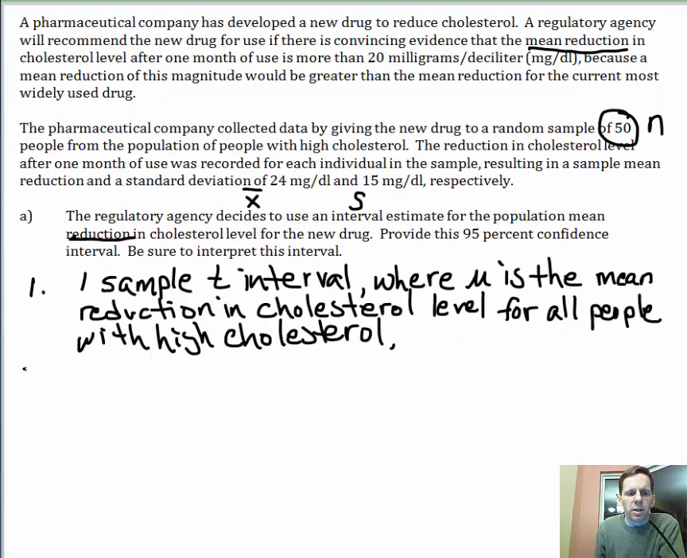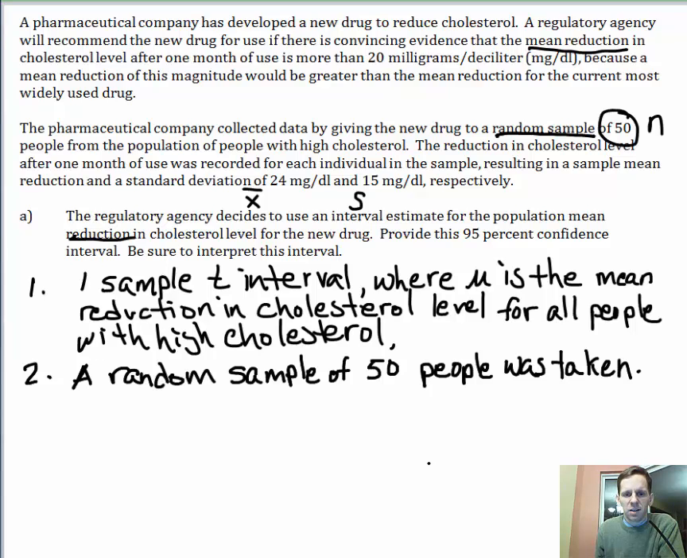In step 2, we check our conditions, and the first condition we want to check is if there's a random sample being taken. It does say in the problem that a random sample has been taken. So I'm basically going to say a random sample of 50 people was taken. Remember that you can also plagiarize and basically say a random sample of 50 people from the population of people with high cholesterol was taken.